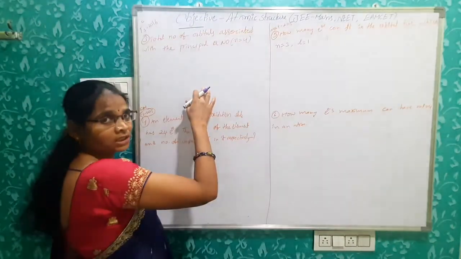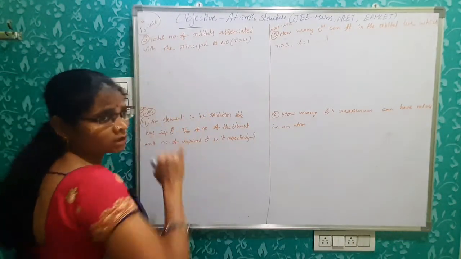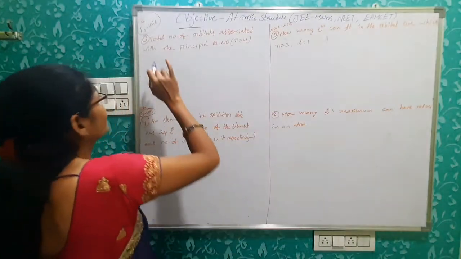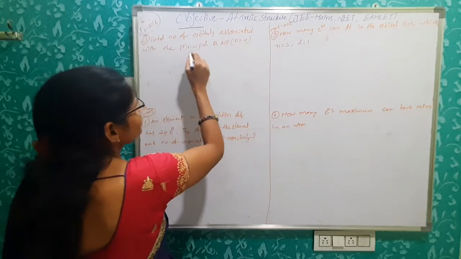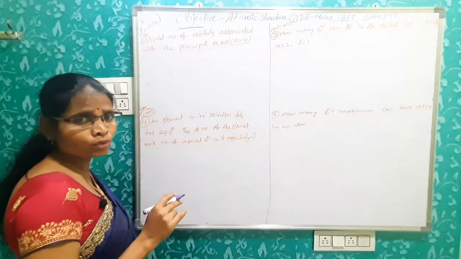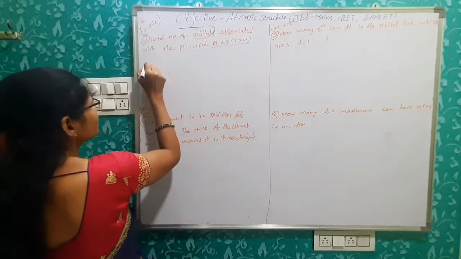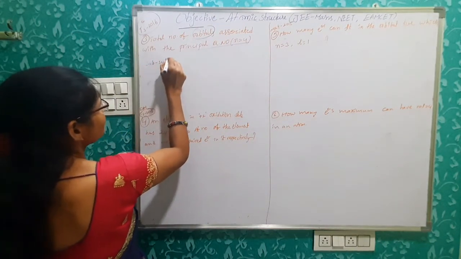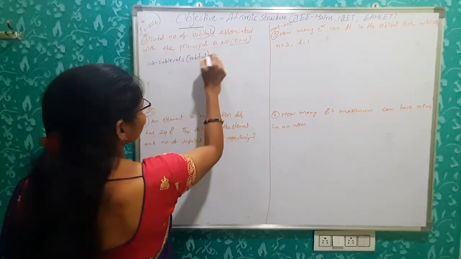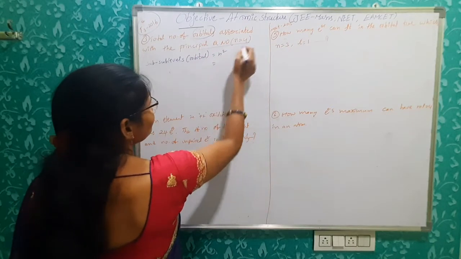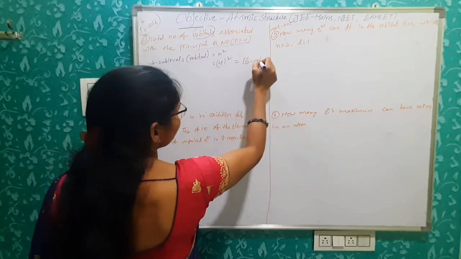Next, see a third problem. This is also a previous bit, MSET 2016 TS Telangana state. Total number of orbitals associated with principal quantum number n equals 4. Total number of orbitals is equal to n square. The n value is given as 4, so 4 square, there are 16 orbitals.